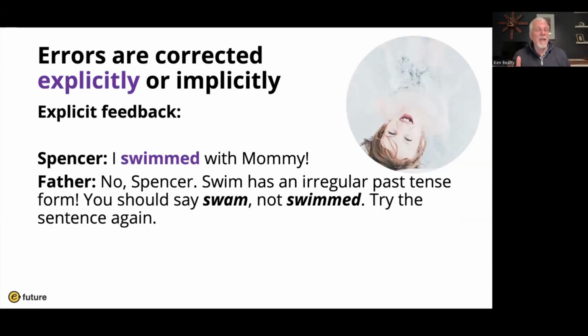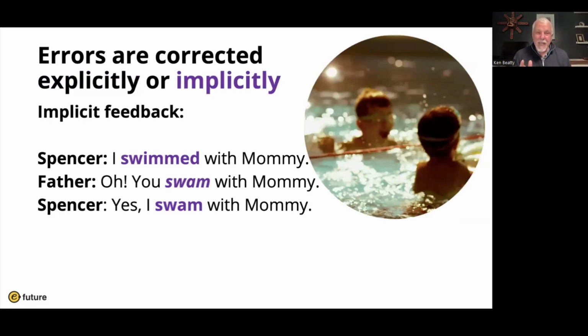So in Spencer's case, I had a choice. I could correct him, but I could correct him explicitly or implicitly, or a third choice, I could just ignore it for the moment. So when he said, I swimmed with mummy, I could say, no, Spencer, swim has an irregular past tense form. You should say swam, not swimmed. Try the sentence again. And in fact, this is what we do in class often, is we give this kind of explicit feedback. But of course, you don't talk to a 3-year-old like that. I hope not anyway.